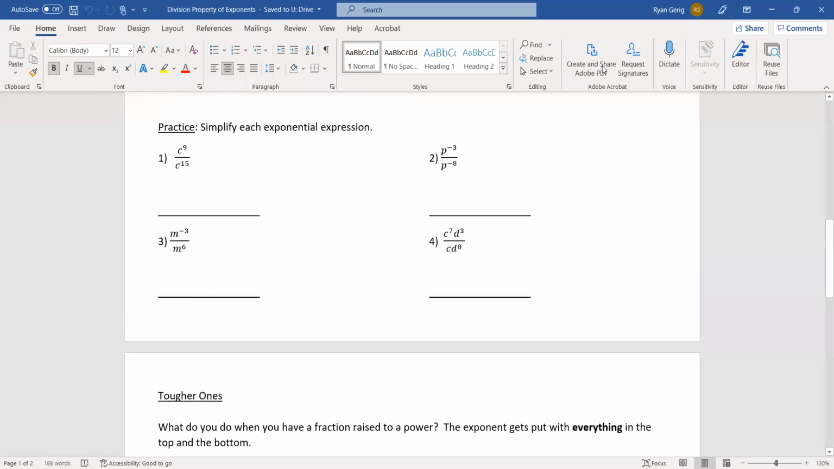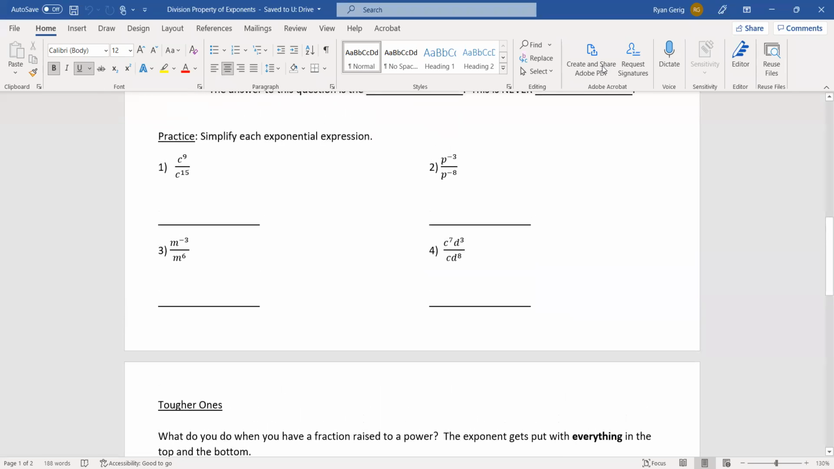So 4 here on the front. So c to the 9th over c to the 15th. First of all, is everybody happy? Yes, there's no negative exponents. Where are there more c's? There's more on the bottom. So here's what I'm going to do. I'm going to make my fraction bar. When I answer question 2, where are there more c's?